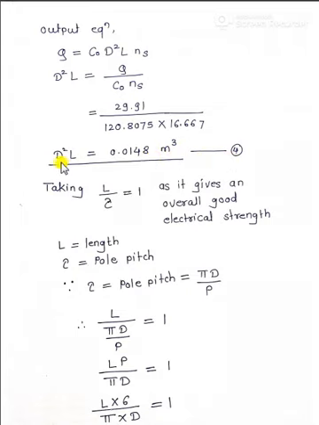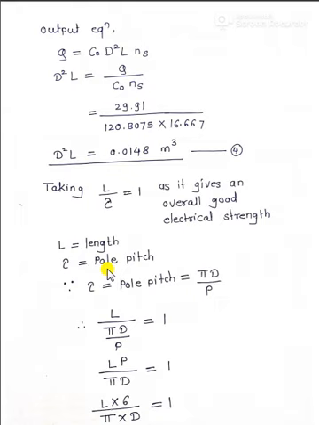But in this equation, D and L are the two unknown parameters. So we need one more equation in the form of D and L, and we can get this by taking the L upon tau ratio as equal to 1, because it gives an overall good electrical strength. L means what?